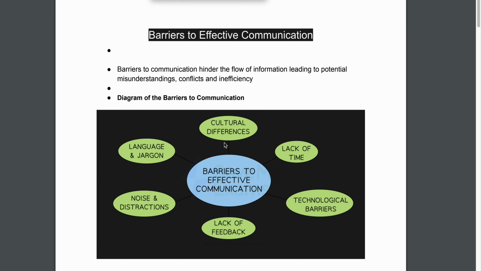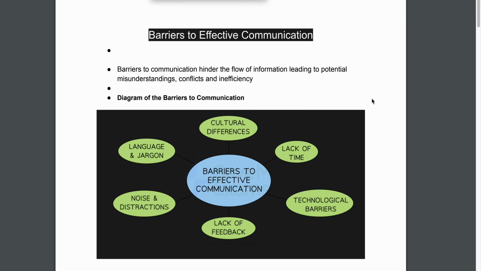Okay, so we talked about effective communication in the previous video, saying that this is when we have two participants in the communication, like we have A and B communicating. A is able to understand exactly what B is sending. At the same time, B is also able to understand what A is sending.